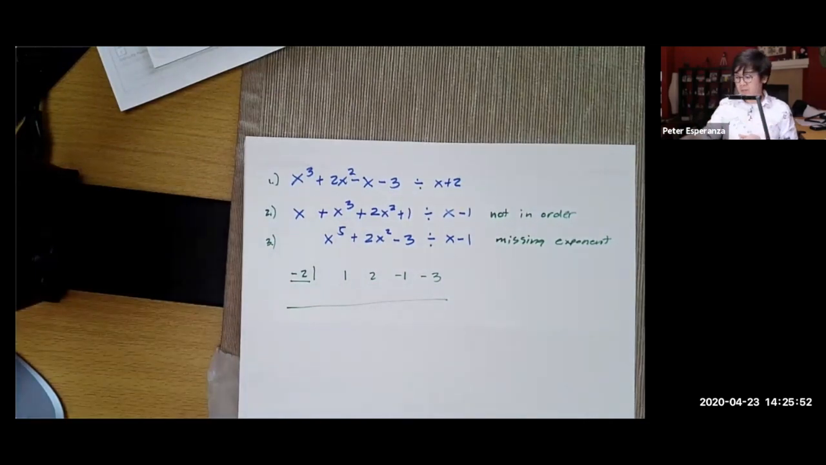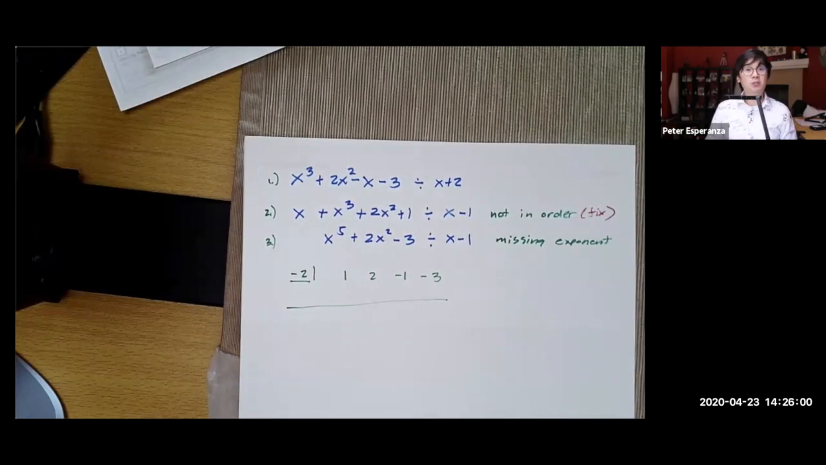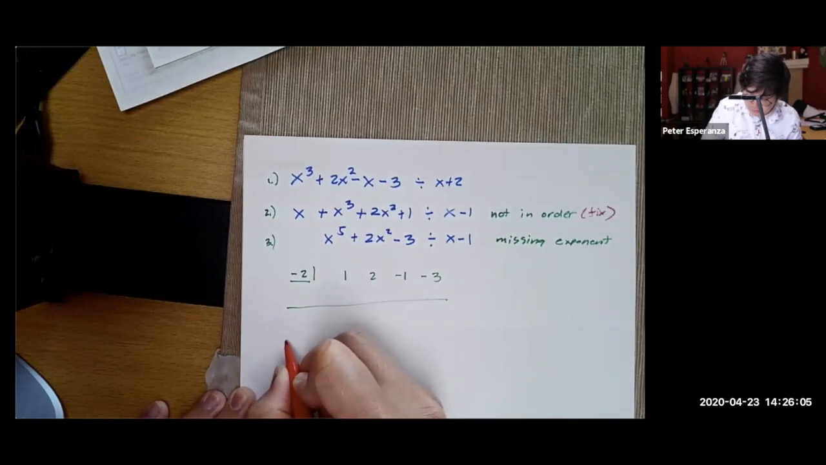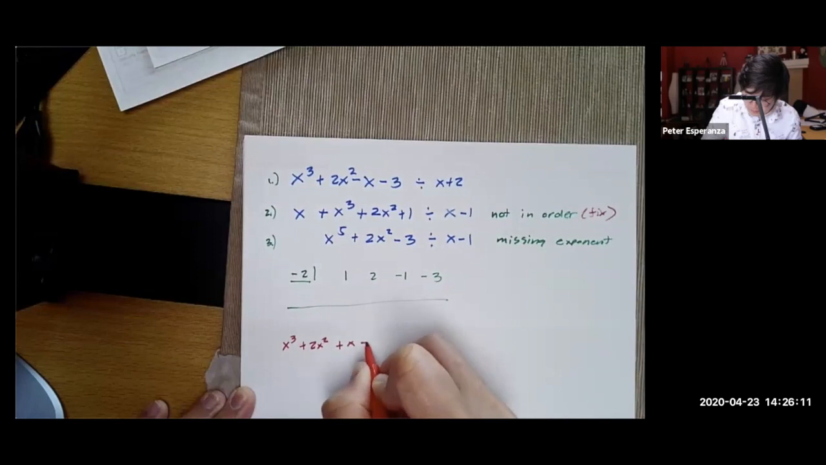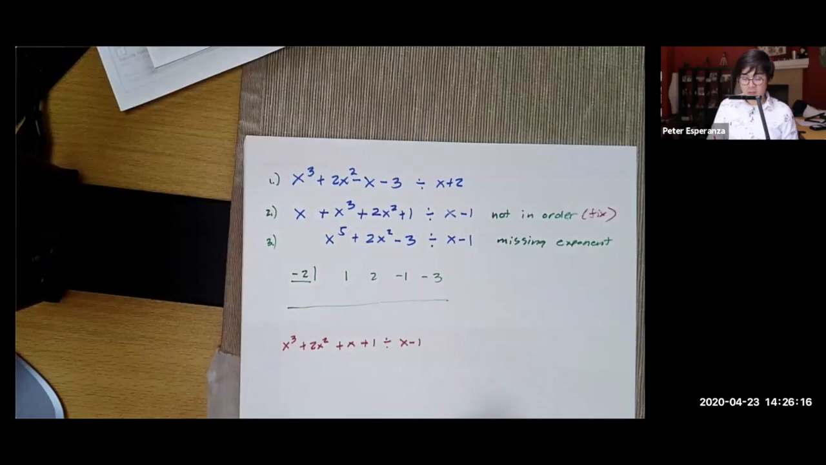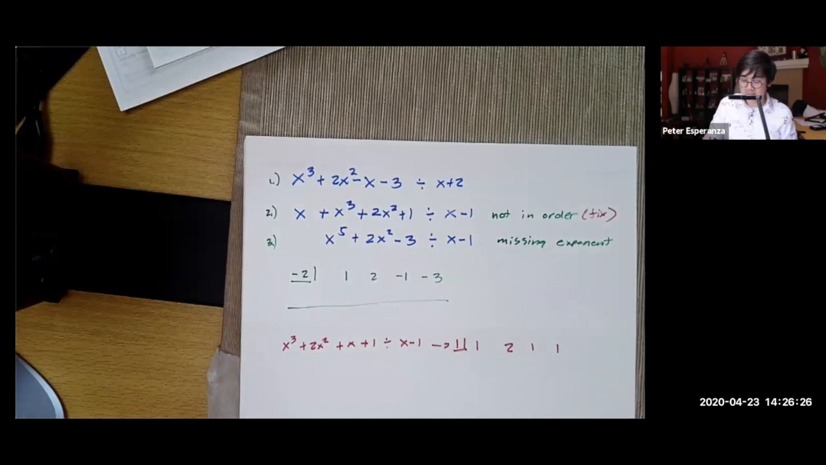Number 2, however, is different because you need to rearrange it. So you need to fix it, and to fix it, you need to rearrange it. So we will have x cubed plus 2x squared plus x plus 1 divided by x minus 1. And now that you have rearranged it, you'll have 1, 2, 1, 1 divided by 1. And then you divide it. That's number 2.